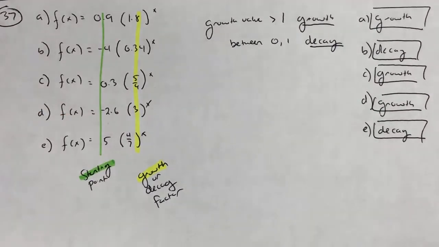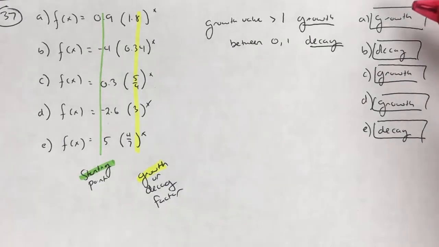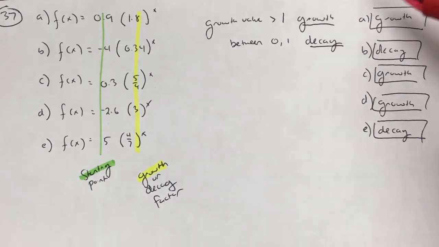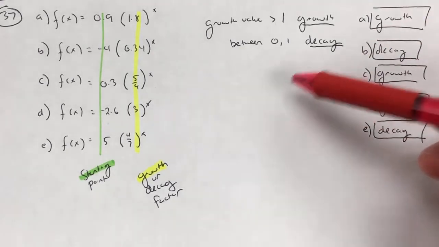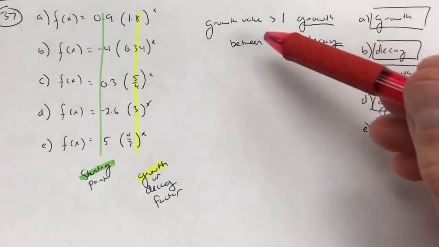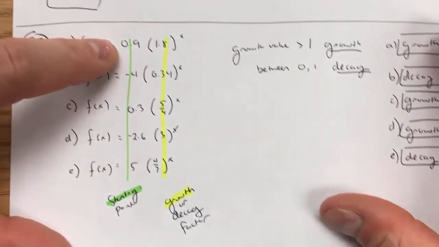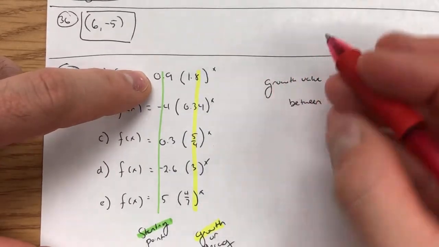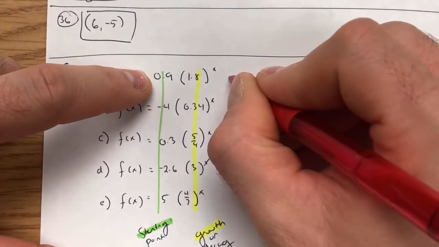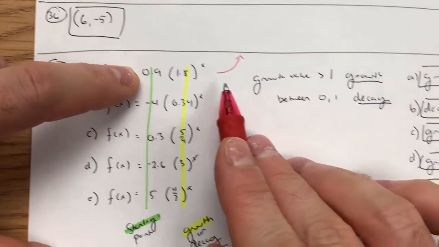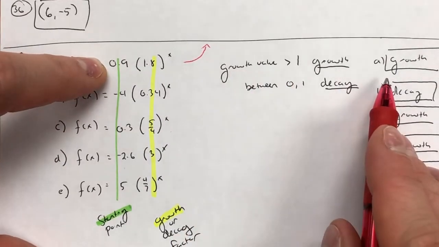The slightly awkward part of this question is the shape of the graphs don't necessarily dictate growth or decay. Growth or decay simply say, is the number going towards 0 or moving away from 0? Growth means the number is getting bigger, it's moving away from 0. Decay, it's getting smaller, it's moving towards 0. If we look at the shape of this graph, the shape of 0.9 times 1.8, the number starts small and it gets bigger. That very much looks like the growth that we said it was.